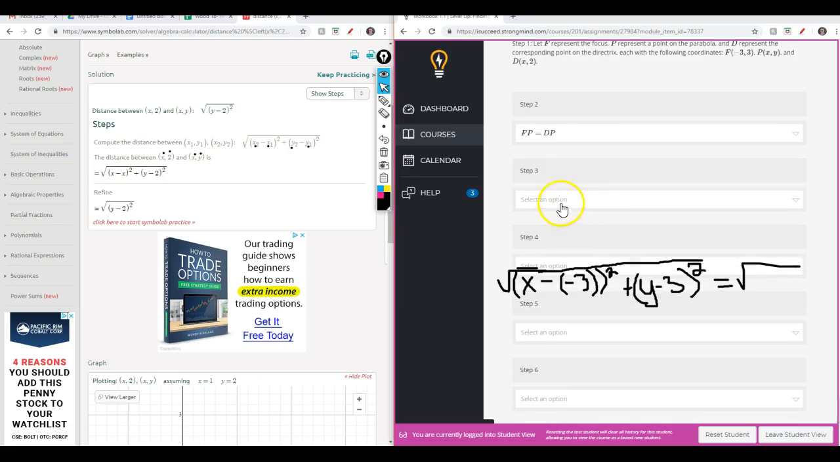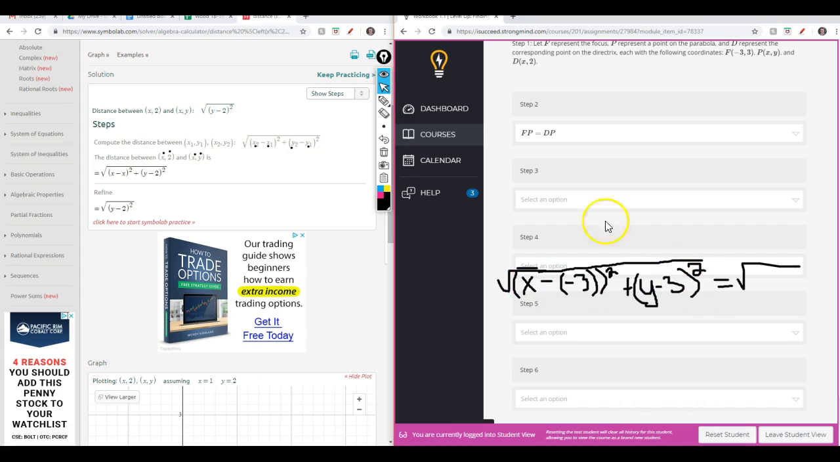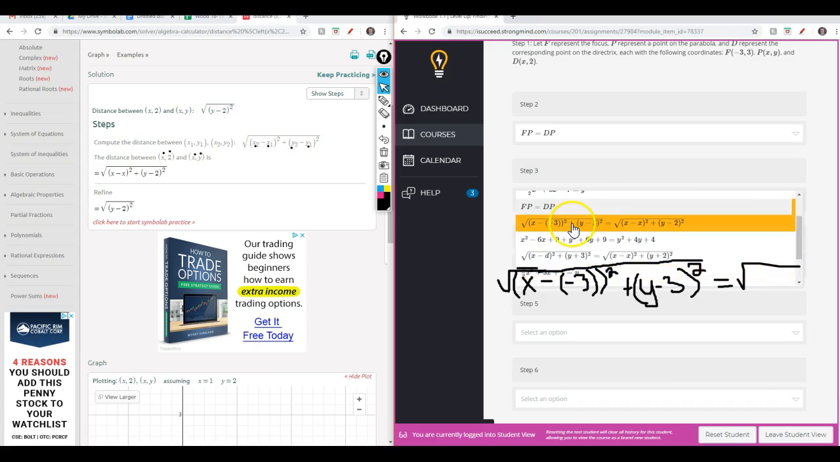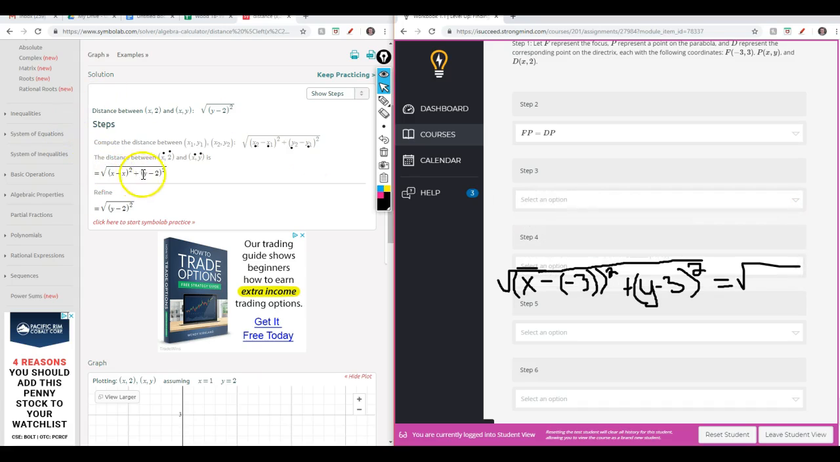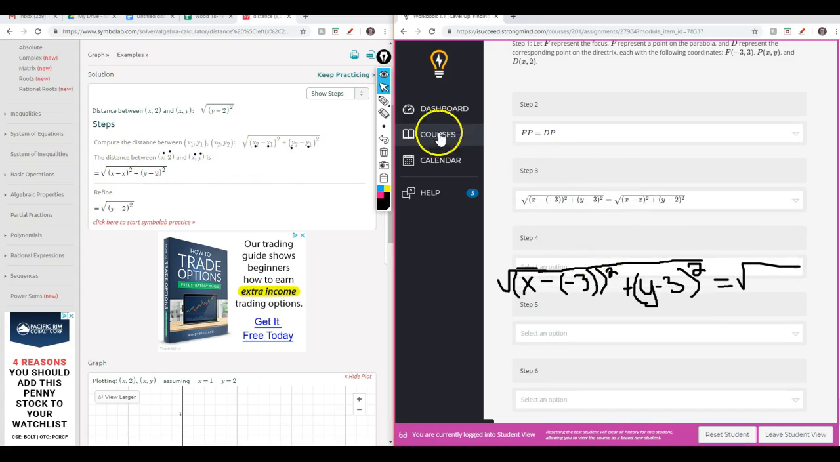And I'm just going to scroll up and look for one on the left hand that matches this for the FP. So we have the square root of (x minus a negative 3) squared plus (y minus 3) squared equaling, and this right here matches this half right there. So that is the correct step. And again, remember the distance of F to P was found to be that, and the distance of D to P is found to be that, as shown right there.